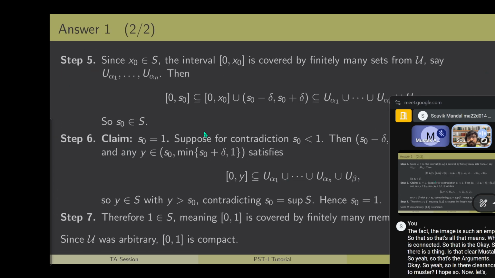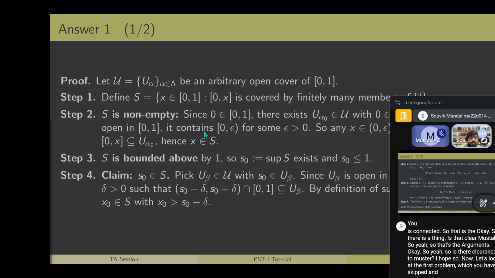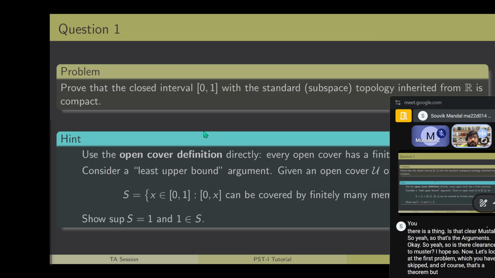Now let's look at the first problem which you have skipped. Of course, that's a theorem, but here I have shown another way of proving this. The closed interval 0 to 1 is compact. Of course you can use the Heine-Borel theorem to prove that, but apart from that theorem, you can use another creative way to solve this problem. So please do think and let me know.